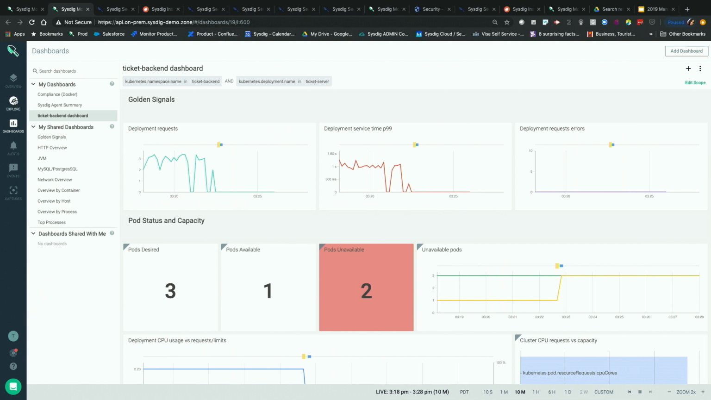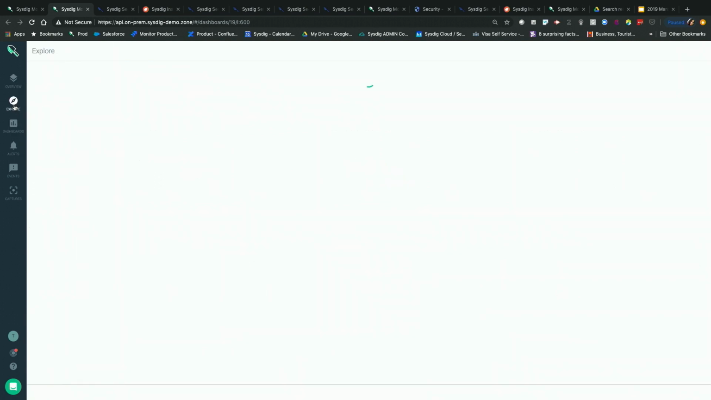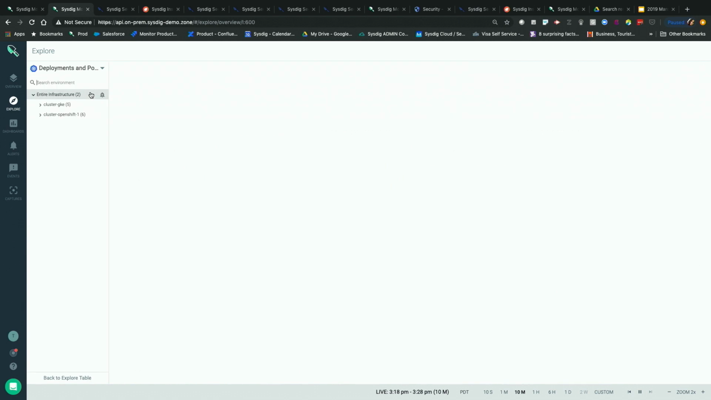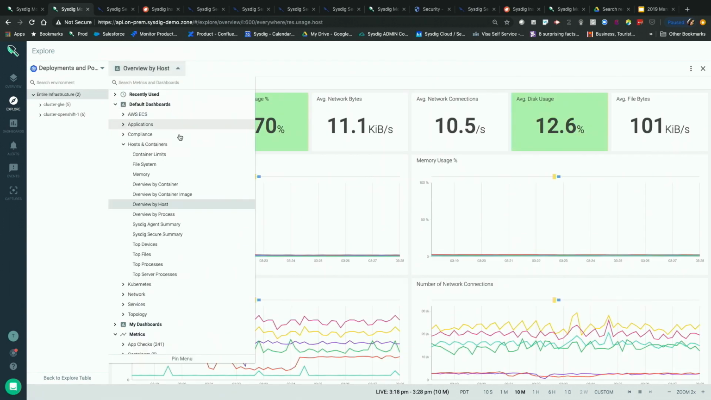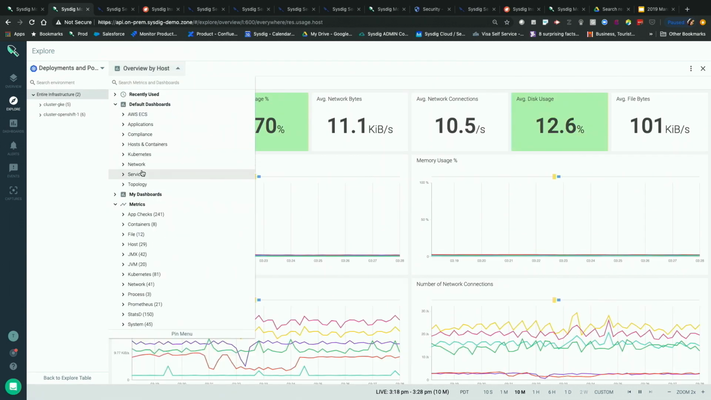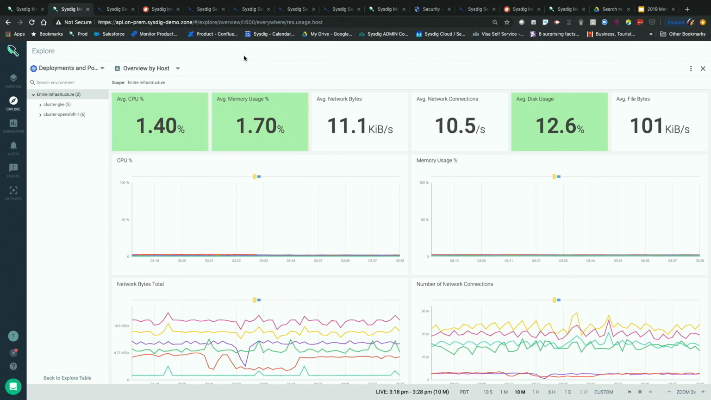But as I said, in Sysdig, you can look at various different dashboards that we give you out of the box, whether it's cloud platforms, applications, container hosts, Kubernetes, network, topology, custom metrics like Prometheus, StatsD, JMX, again, all auto-discovered. And that's the Sysdig way, right? Auto-discovery of your services and auto-discovery of all the data that you need to solve some of the most important use cases.